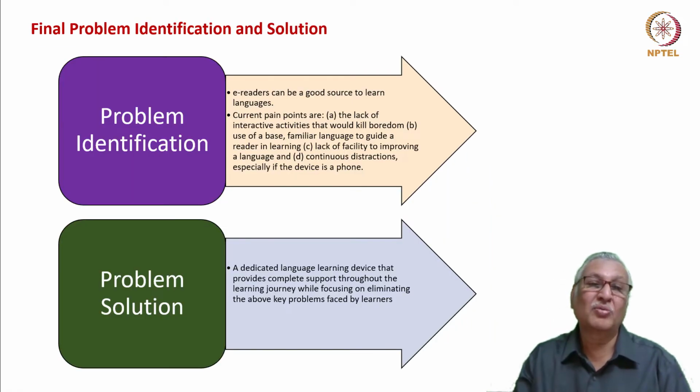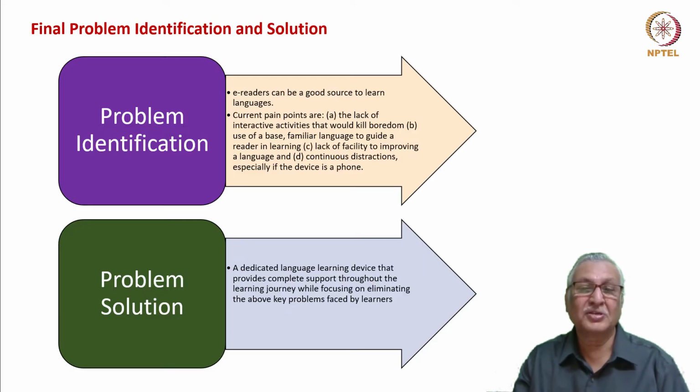So the final problem identification and solution has been arrived at by the team as follows. Problem identification: e-readers can be a good source to learn languages. The current pain points are the following. A. The lack of interactive activities that would kill boredom. B. The use of a base familiar language to guide a reader in learning. C. Lack of facility for improving a language. And D. Continuous distractions, especially if the device is a phone.